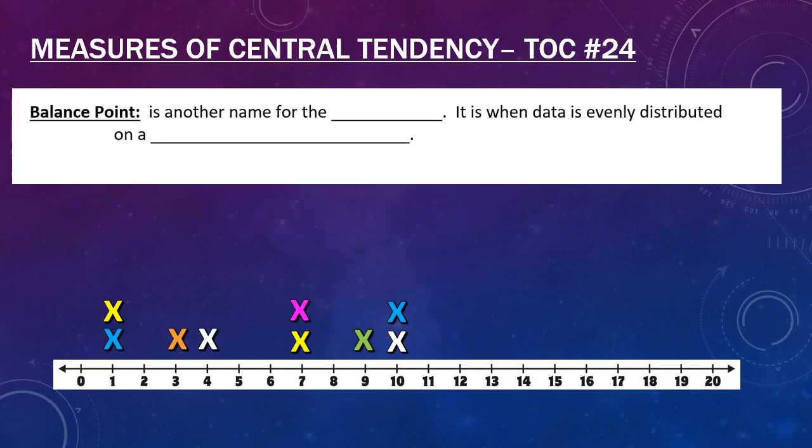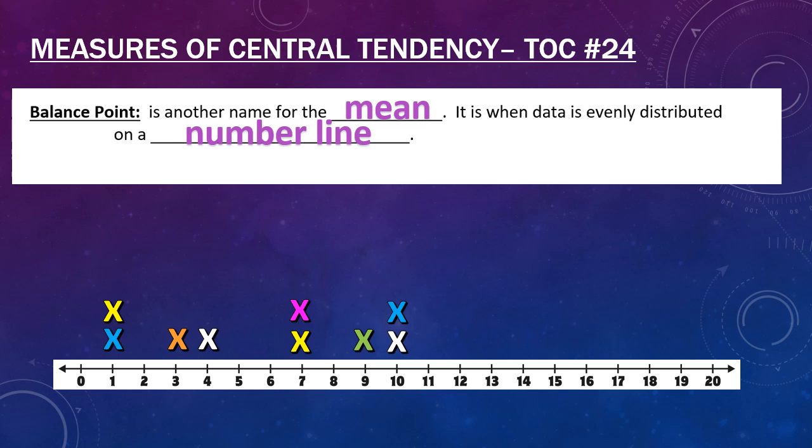The last thing we need to study is balance point. And if you remember from earlier in the video, balance point is another name for the mean. And it is when the data is evenly distributed on a number line. So if you look at this number line that I have here below, what we're going to be doing is taking X's or chips or something, and we're going to be manipulating them on a number line. So if I give you this number line like this, I'm going to say find the balance point. What I'm really saying is find the mean.